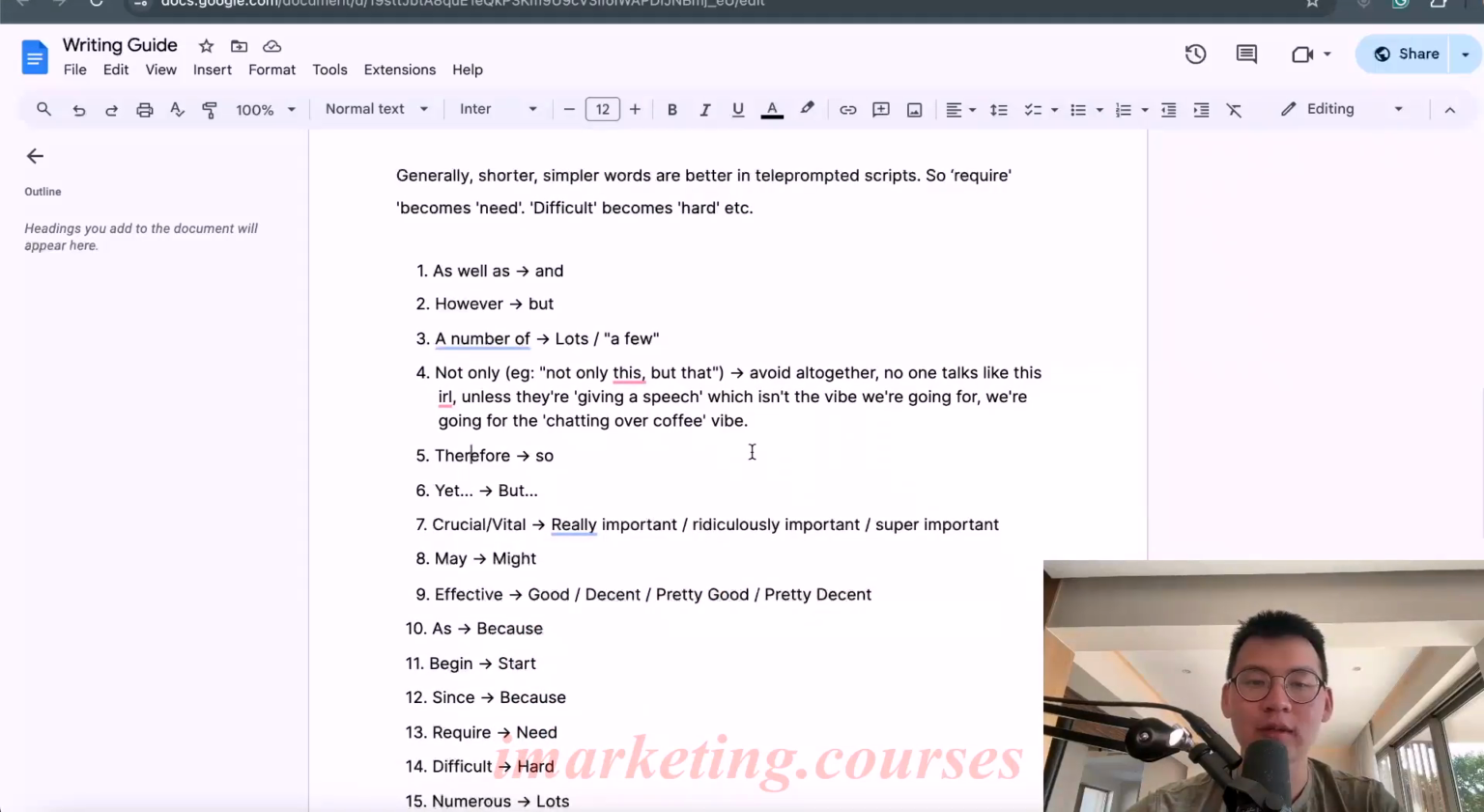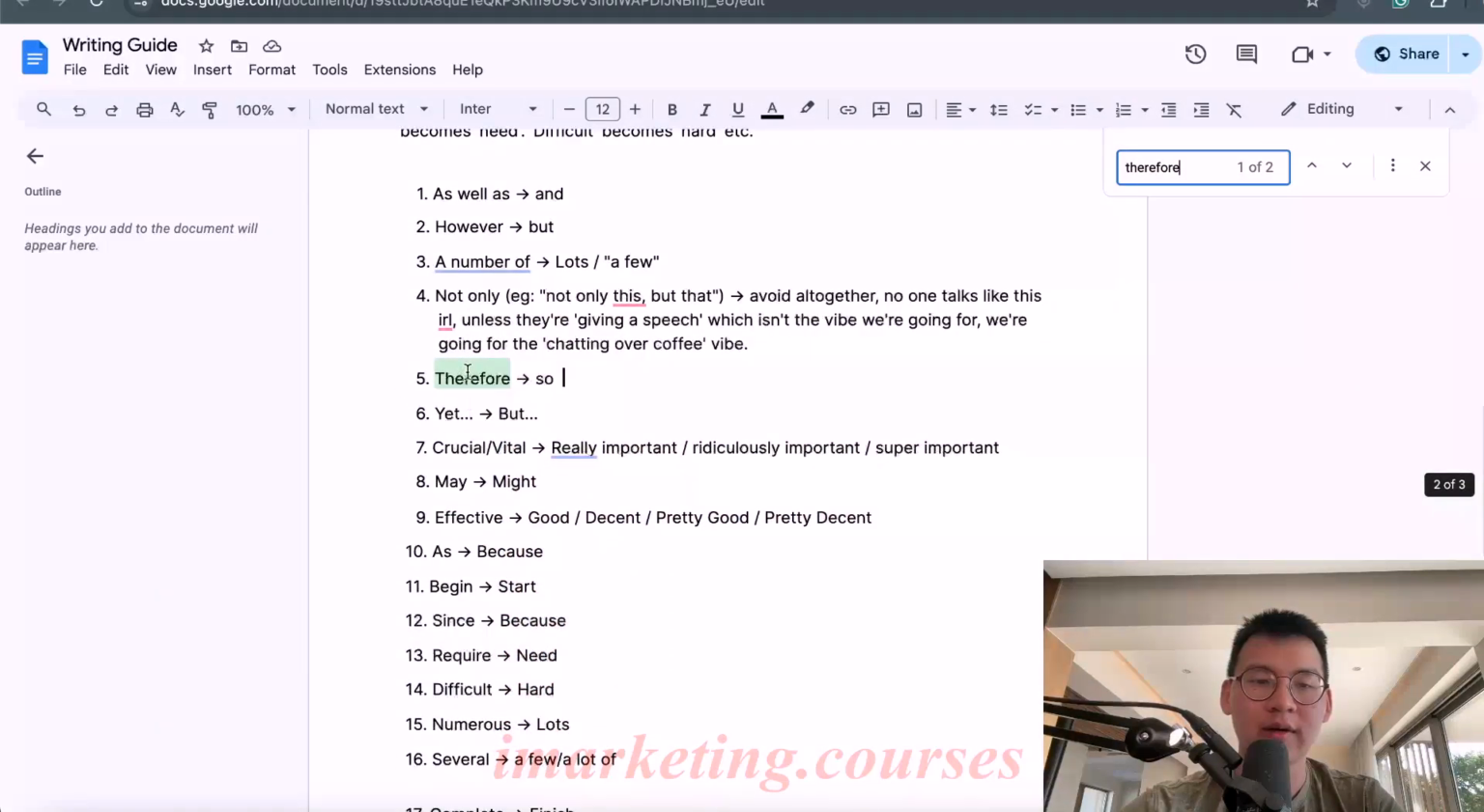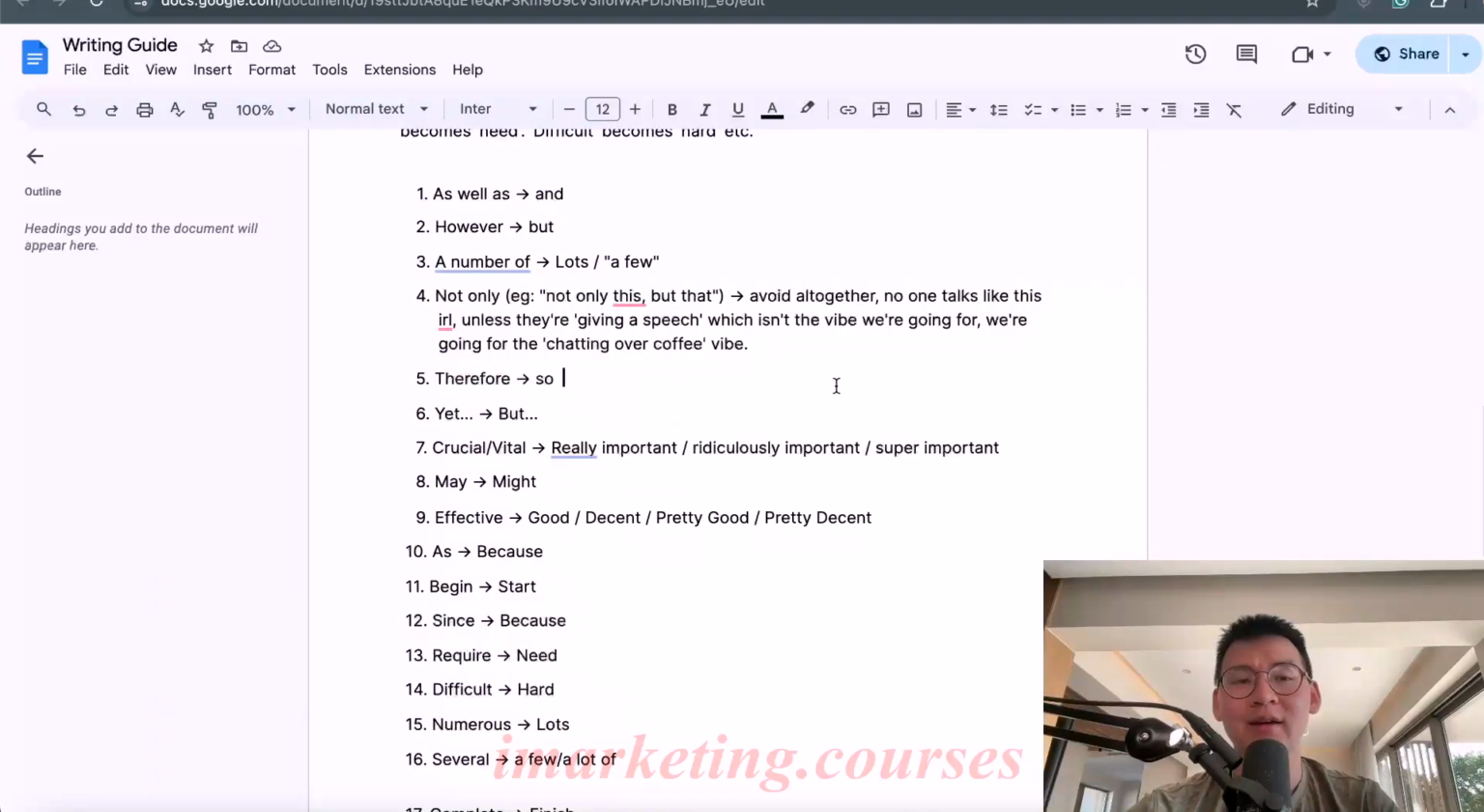So if you have a script that has "therefore," and you want to check for it, you can just do an easy Control F and search "therefore," right? So over here, "therefore." Then you can find all the parts of the script with "therefore" and replace them very easily, right? Obviously, these words aren't one-for-one exchangeable, but you need to refine it that way.